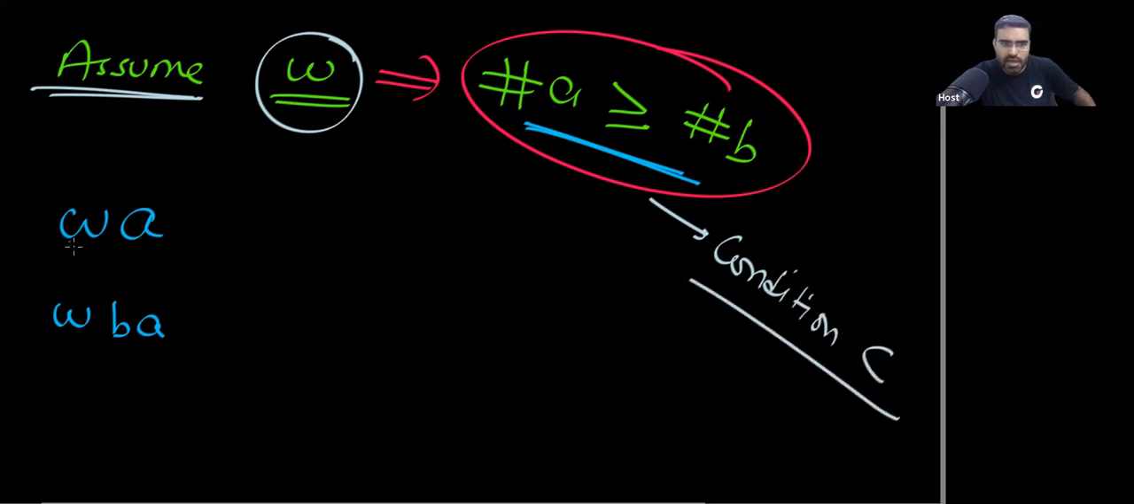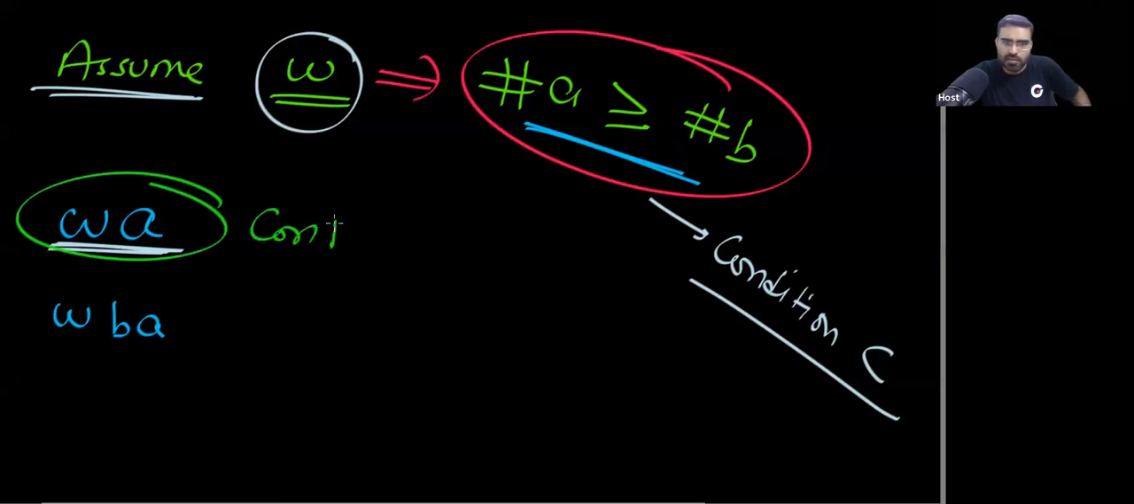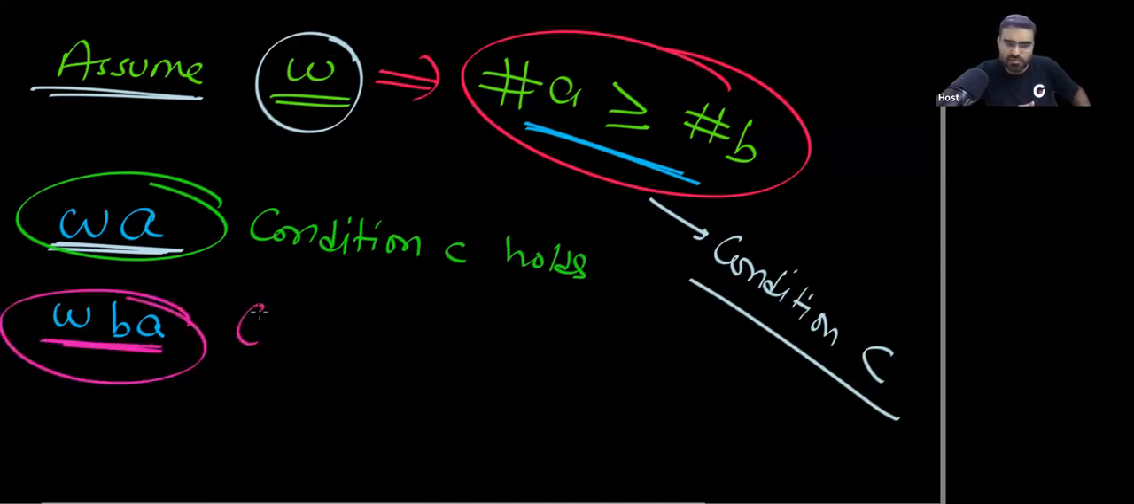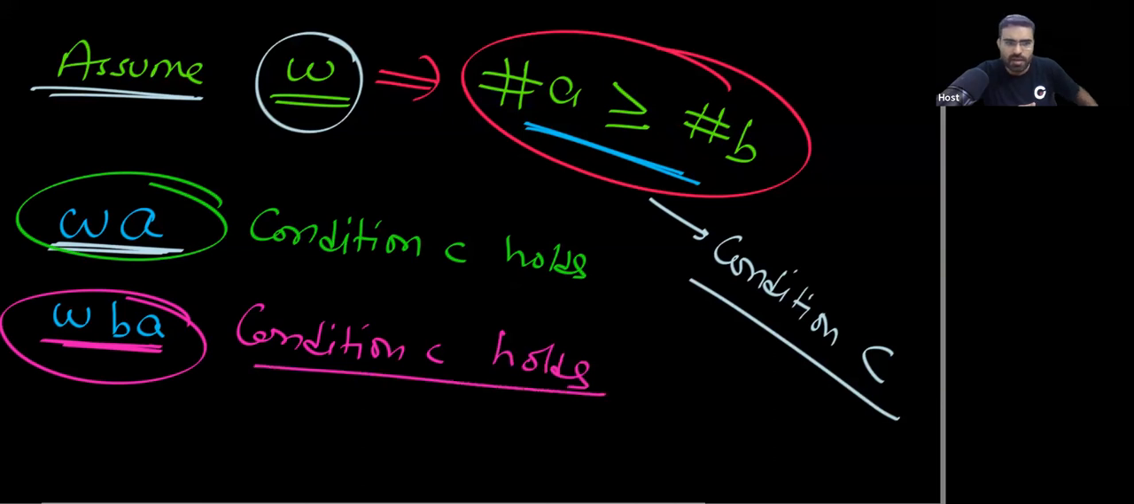So now you tell me, if I do WA, then will this condition hold? Yes, here the condition C will hold, yes or no? Agree? Because I am adding one extra A. So condition C holds. What about this one? Can I say condition C holds? If I do this, here also condition C will hold, yes or no? Agree with me? So whatever you do, can you notice condition C will hold?